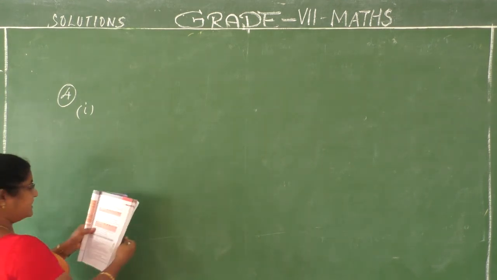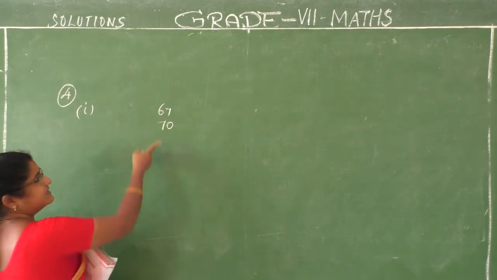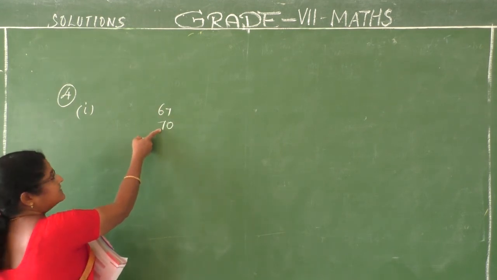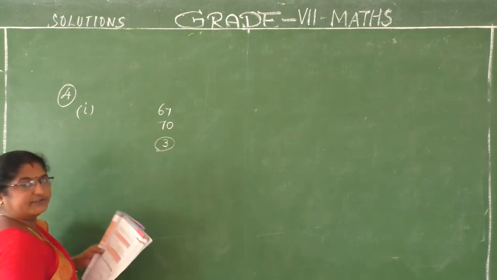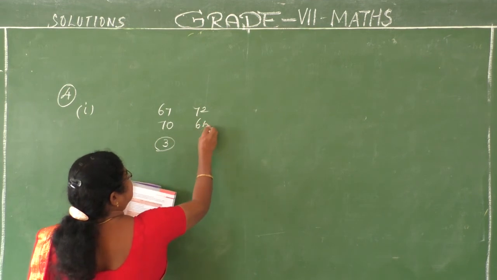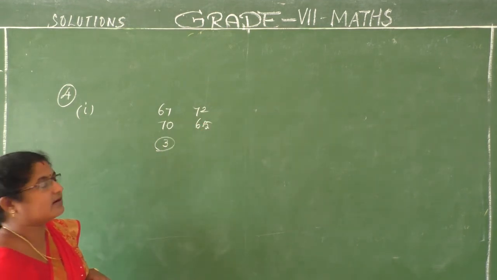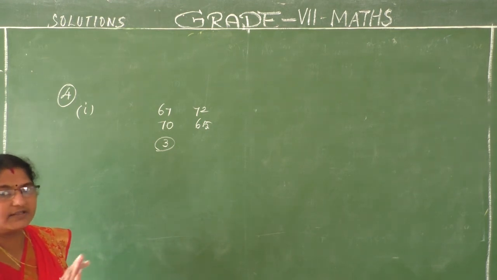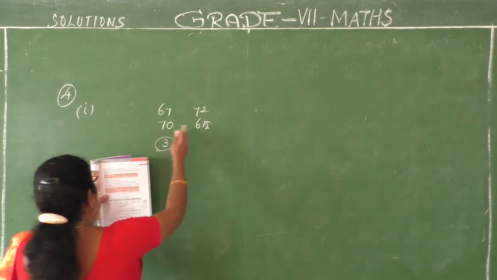In English, 67, 70. Its difference, 70 is improved. So we subtract 7, we get 3. The difference is 3. In Hindi, 72 and 65. But it is reduced. The second term mark is reduced. So it is not a good performance. Okay, so we need not take it.